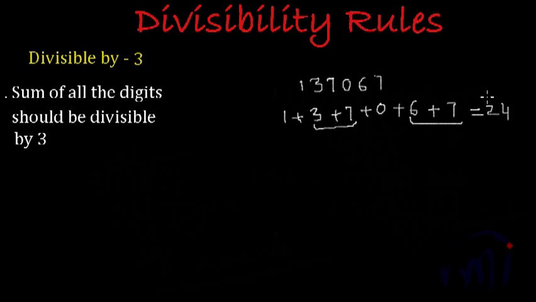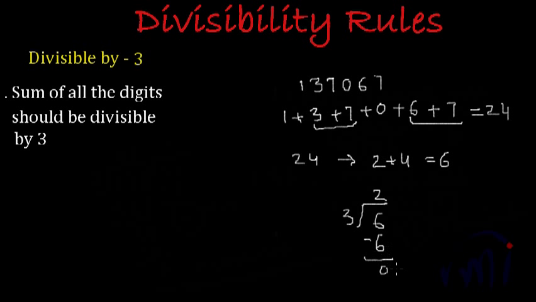So to check the divisibility of this 24, we can again apply this rule of divisibility by 3. So to check whether 24 is divisible by 3 or not, again we can follow the same step. We can do 2 plus 4. This gives us 6, and 6 is divisible by 3. 3 2s are 6. Right? Yes, we are getting remainder as 0. That means 24 is divisible by 3, and in turn it also proves that 137,067 is also divisible by 3.